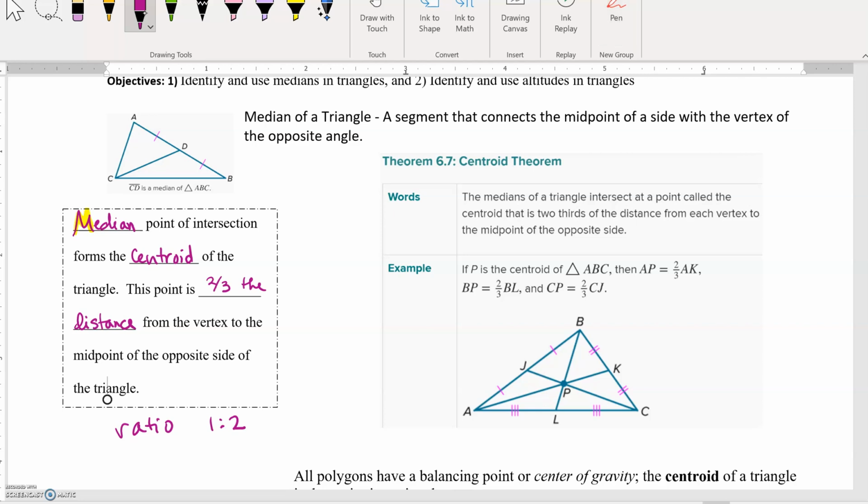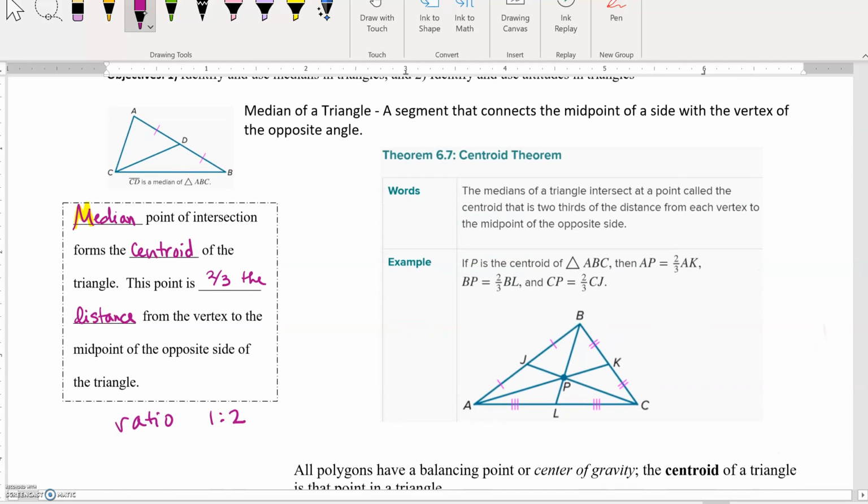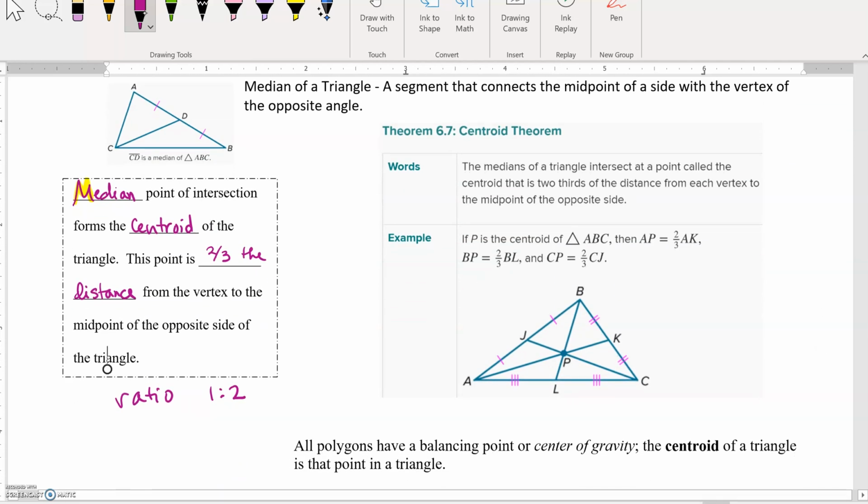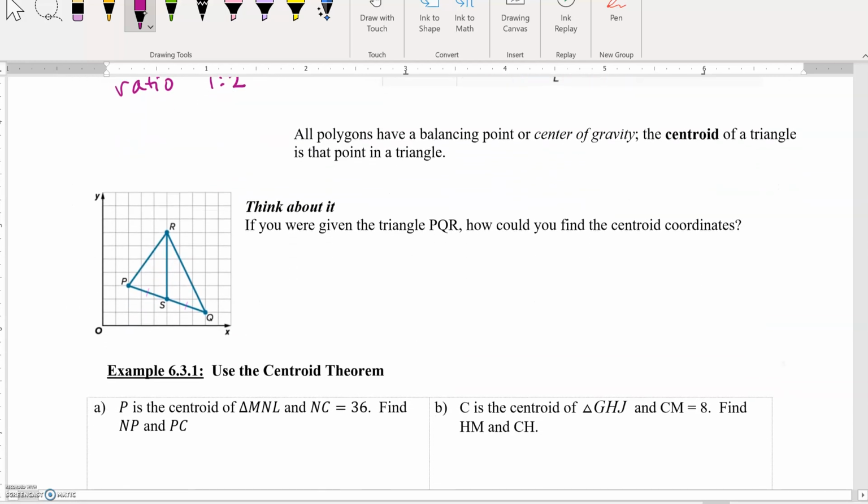It's 2/3 the distance. The centroid also happens to be the center of gravity for the triangle. So if you have learned about center of gravity in science, the centroid of a triangle is the center of gravity. So if you find that point, you can balance a triangle on that point. And when I get back to class, I have one that I cut that I can show you.